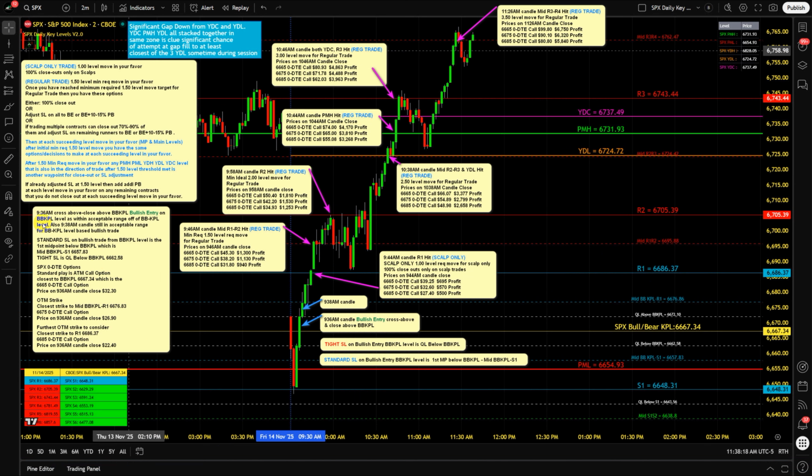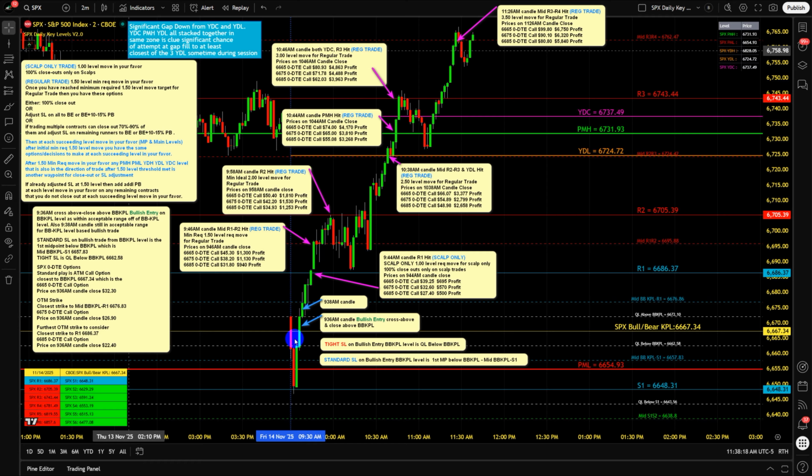Okay, so here's that same comment box here, 9:36 a.m. cross above, close above BBKPL bullish entry. That's this candle here. Here's the 9:38 a.m. candle here, which was still within the acceptable range. So if you missed this one, then you could have just taken a trade also on this, as it's still within the acceptable range.